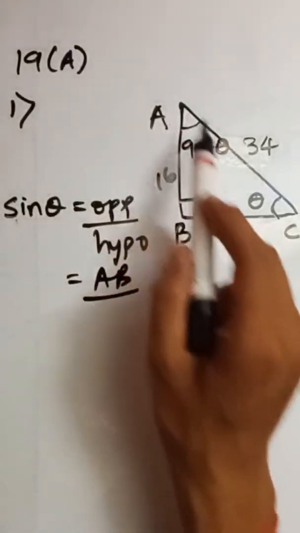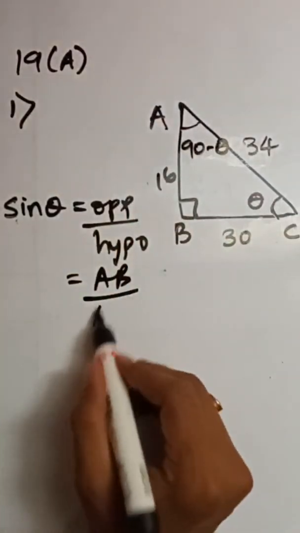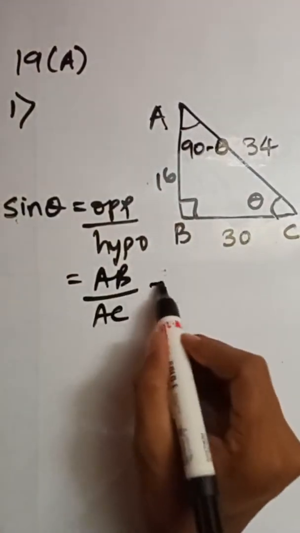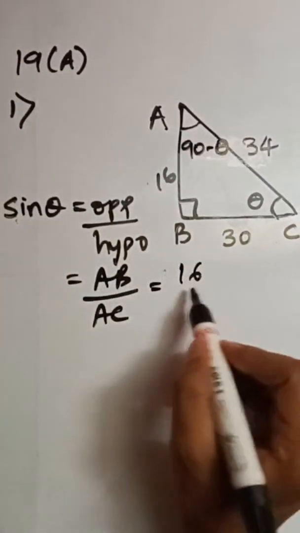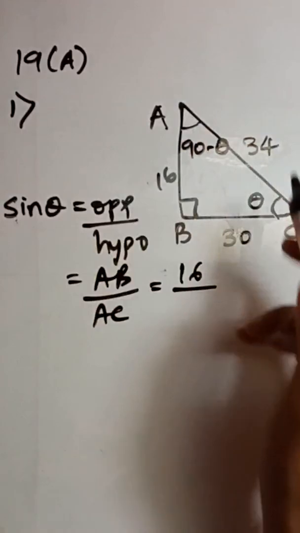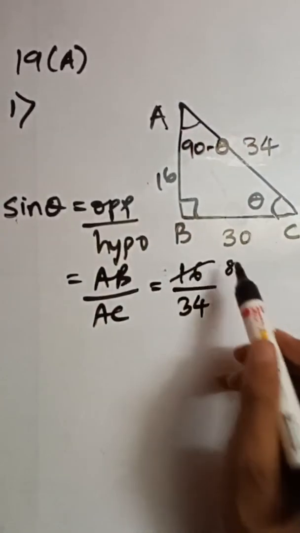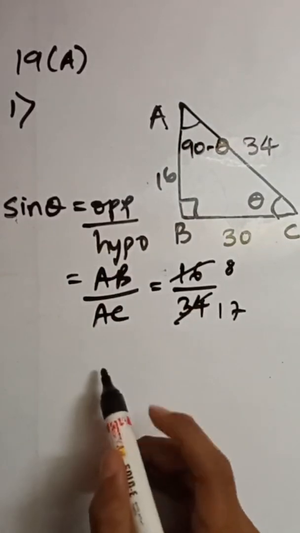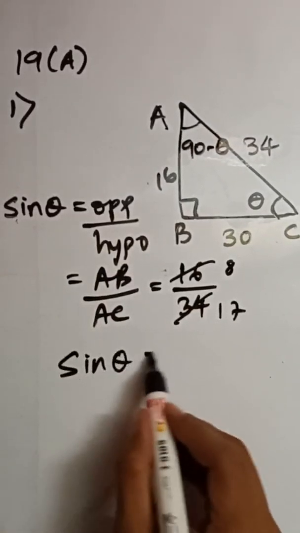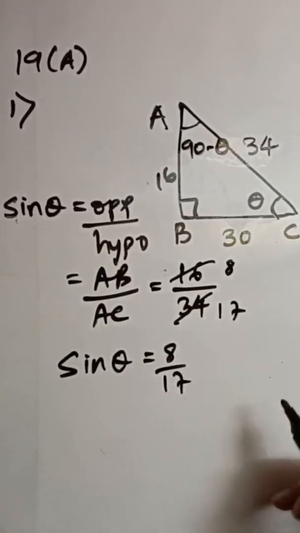Hypo. Which side is the hypotenuse? AC. So I'll write here AC. What is AB? AB is given as 16. What is AC? 34. I'll cancel it. 2 8s are 16, 2 17s are 34. So finally I'll get sine theta as 8 upon 17.